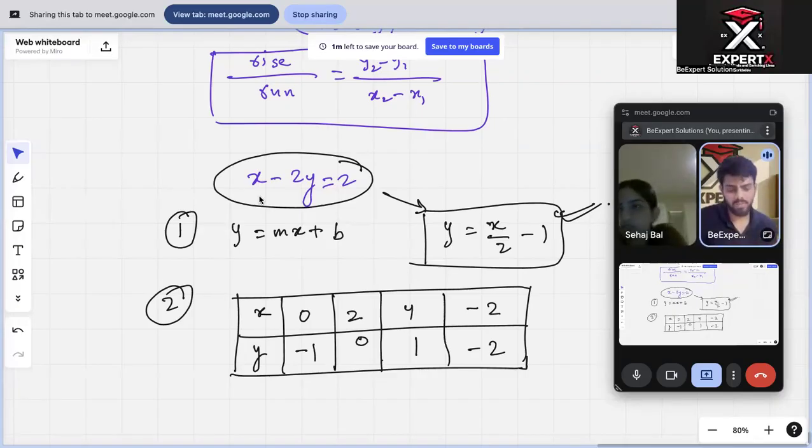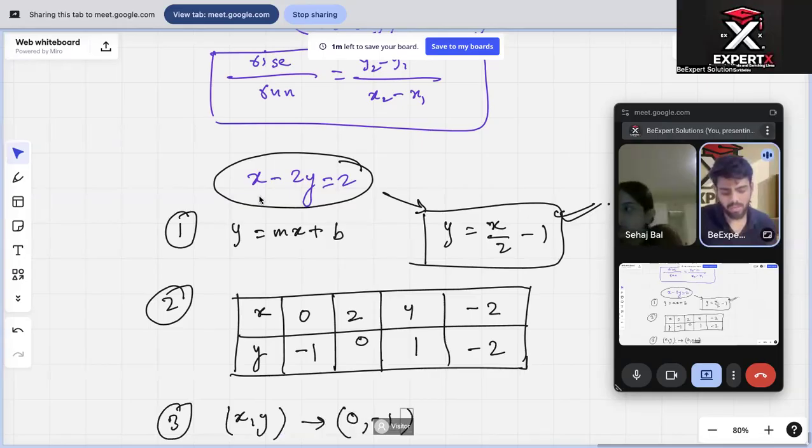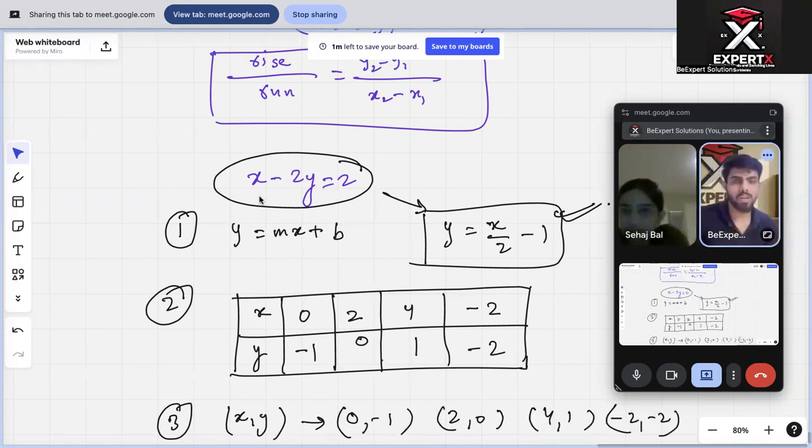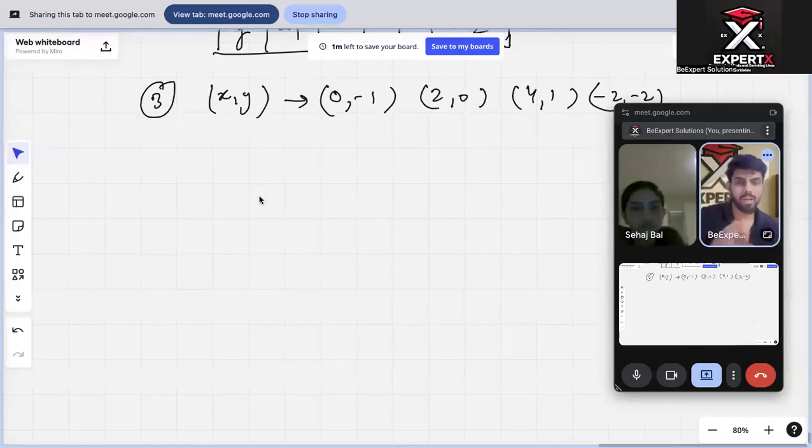And finally, in the third step, when you have these, you can make the coordinates. If I write down x and y coordinates like this, you will have 0, minus 1 as the first coordinate, second 2, comma 0, third 4, comma 1, and fourth minus 2, minus 2. All right, is it clear to you? Yeah. Yes.